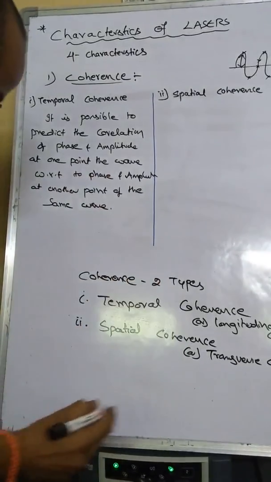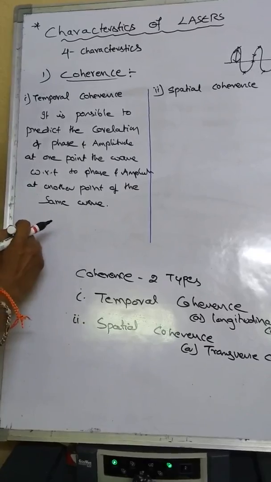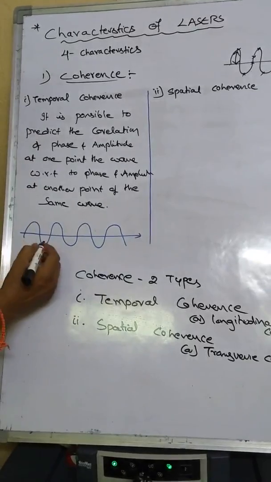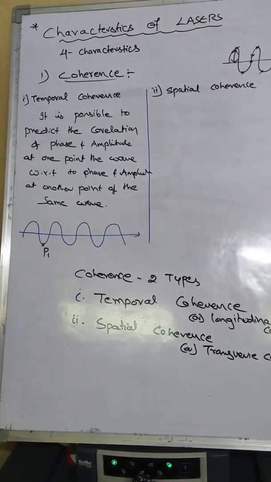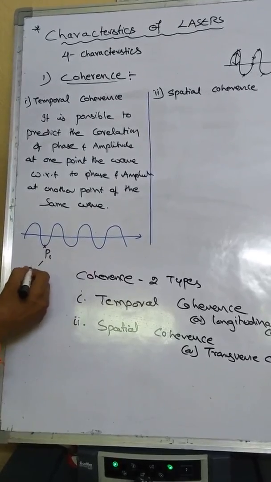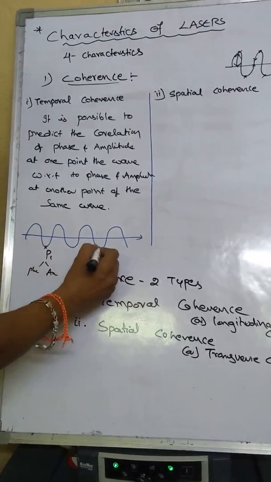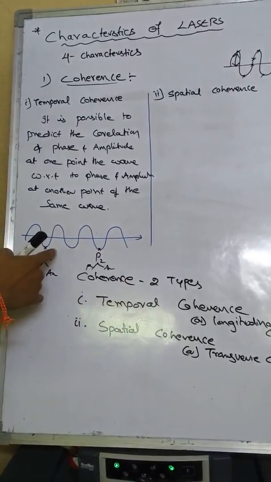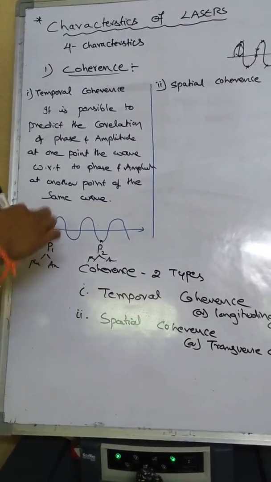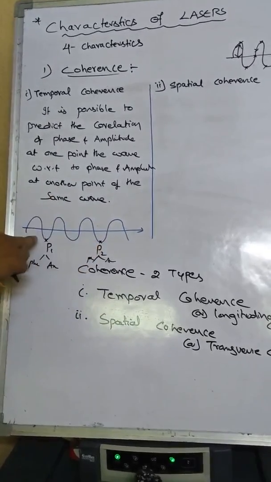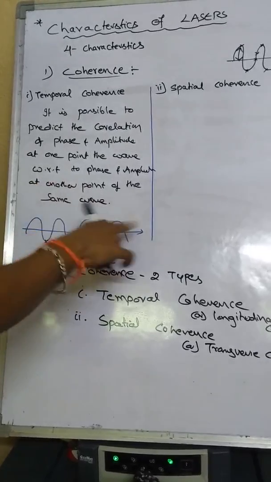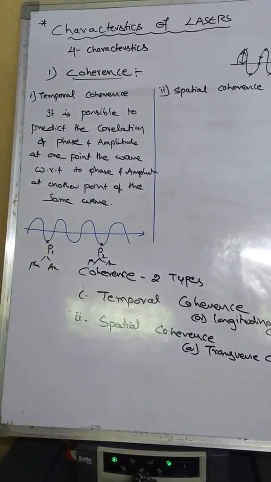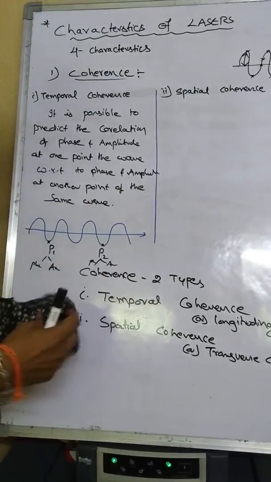So let me go for the diagram. For example, a wave is propagating like this. Say this is a point P1, and I am calculating here the phase and amplitude, and I will call it point 2, where I will calculate phase and amplitude. Now I will say that P1 and P2 are the amplitude and the phase at one point and another point of the same wave. Then this wave is possessing a temporal coherence.